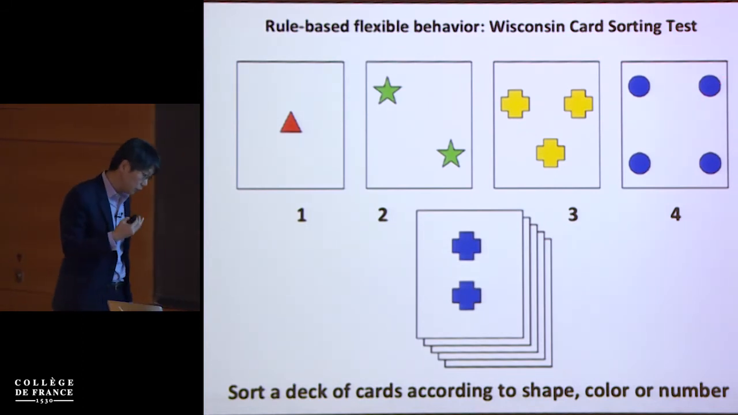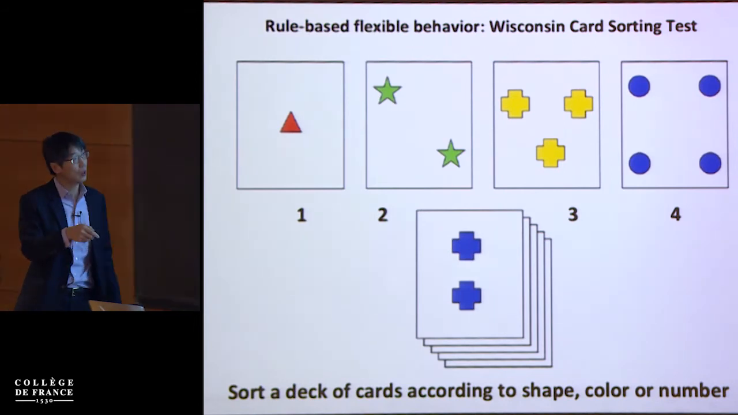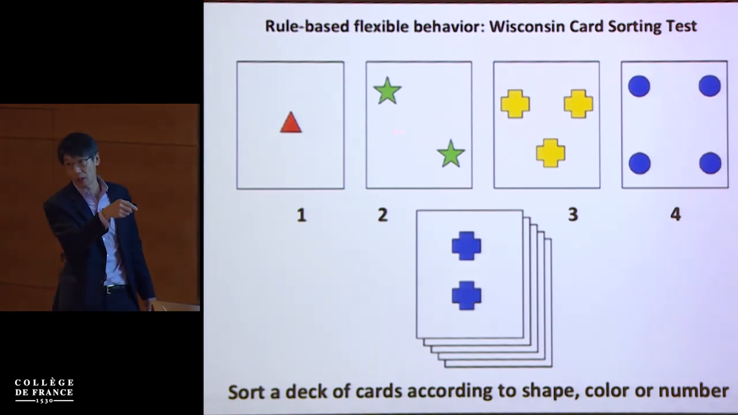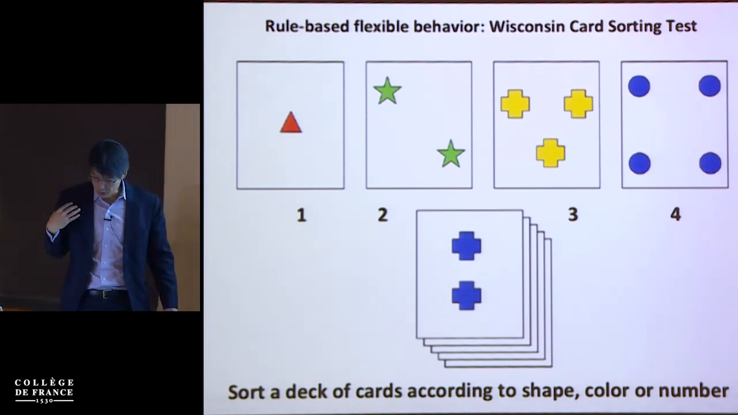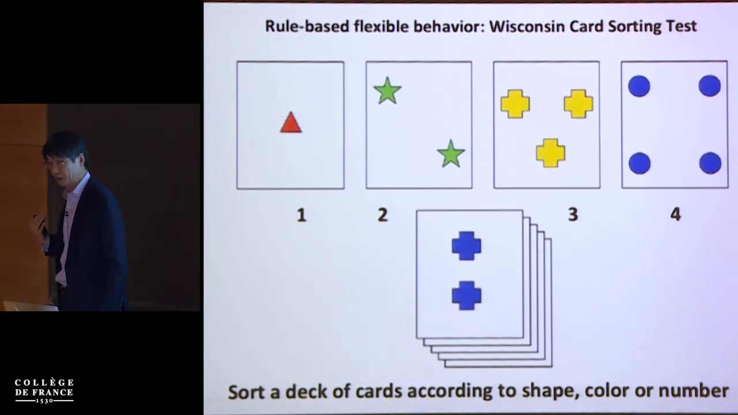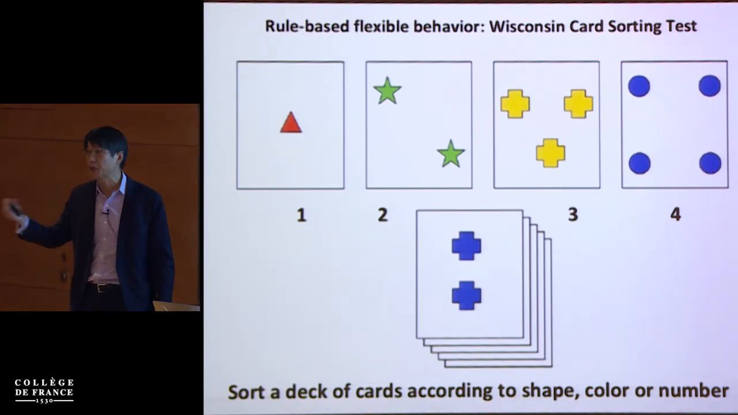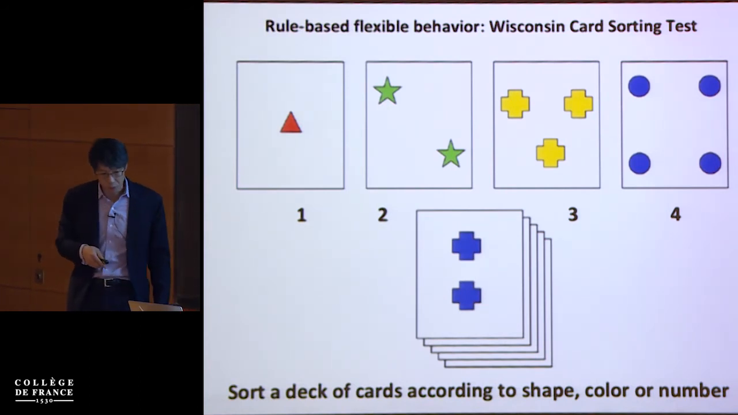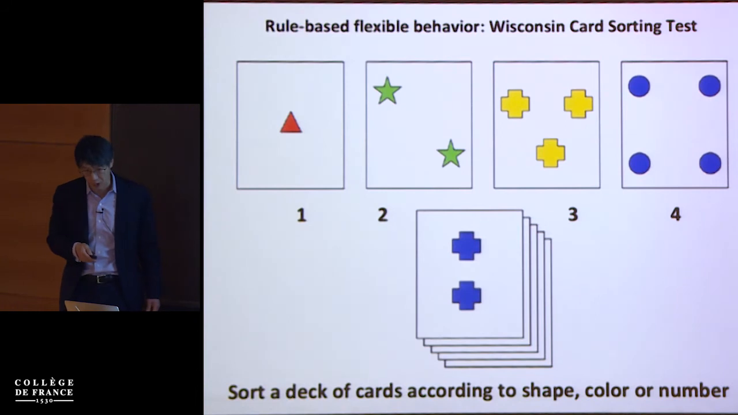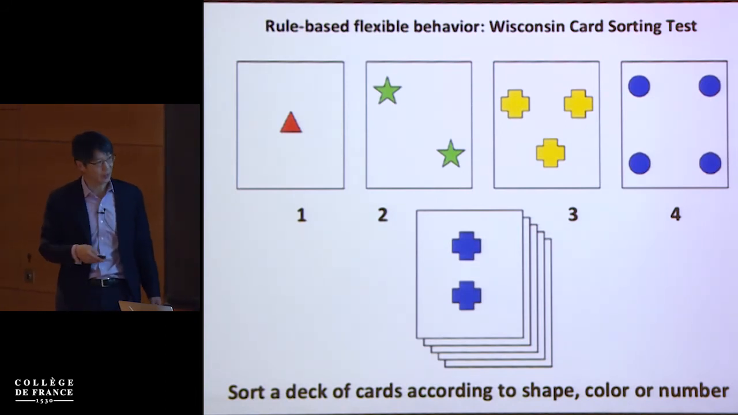On the other hand, if the rule is the number, that's not the correct answer. This is the correct answer, right? If it's the shape, then this is the correct answer. So subjects that have frontal damage have a lot of difficulty switching between different rules. And this is a very interesting rule-based task switching paradigm that people use very widely.